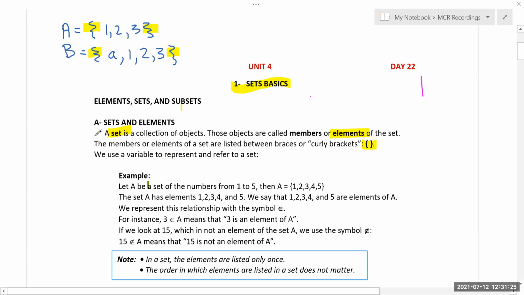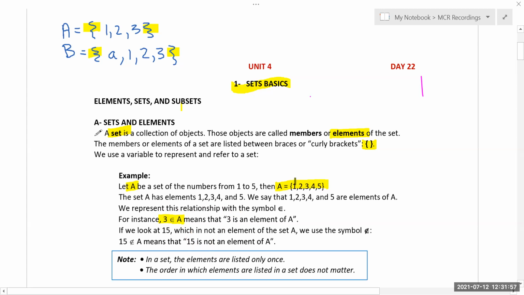A couple examples would be, we could have A be the numbers 1 to 5. So in brackets, it would be 1, 2, 3, 4, 5. The elements of A would be 1, 2, 3, 4, and 5. So we would say that 4 is an element of A. 2 is an element of A. That symbol is this little E that's kind of stretched. That says that 3 is in the set A, or 3 is an element of A.